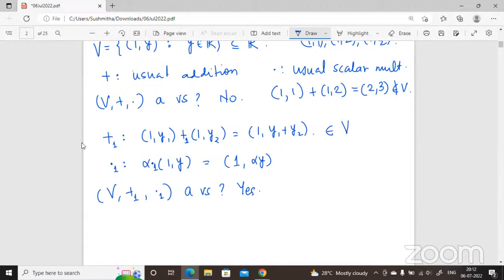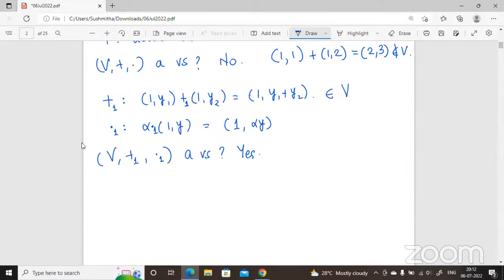Ma'am, it's not a vector space because (0, 0) does not satisfy there. No, that's what I was telling. The zero vector does not necessarily mean (0, 0). What you need to look for is a vector such that v plus 0 should be equal to v. Now I need to find what this 0 is.